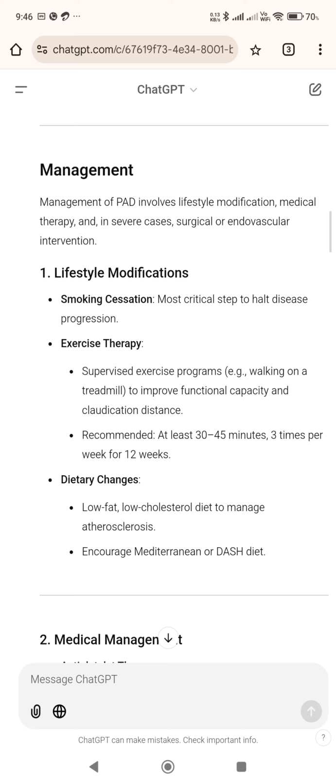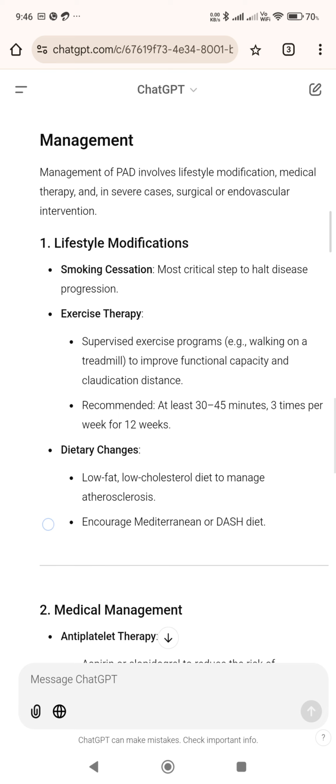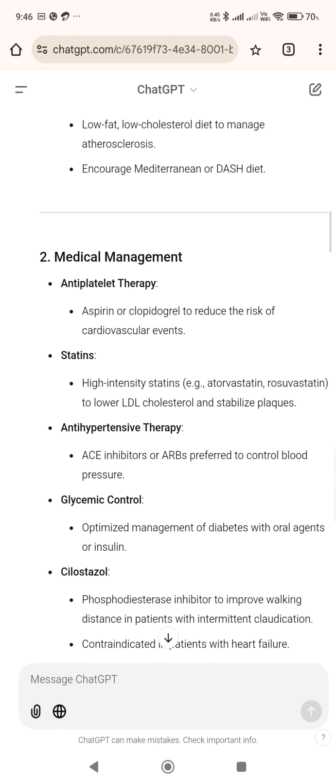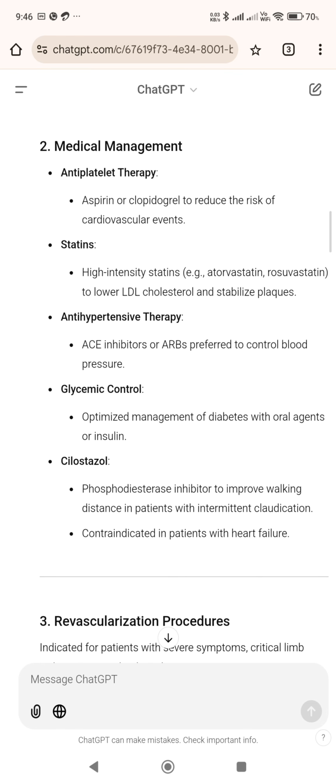Dietary changes: low-fat, low-cholesterol diet to manage atherosclerosis. Encourage Mediterranean or DASH diet. 2. Medical management. Antiplatelet therapy, aspirin or clopidogrel, to reduce the risk of cardiovascular events.